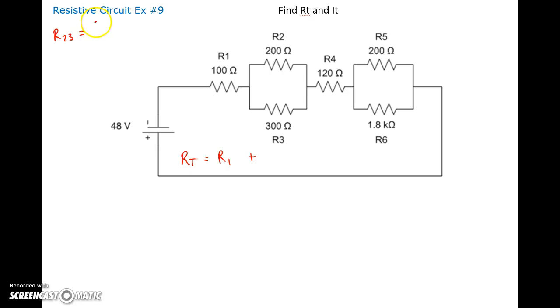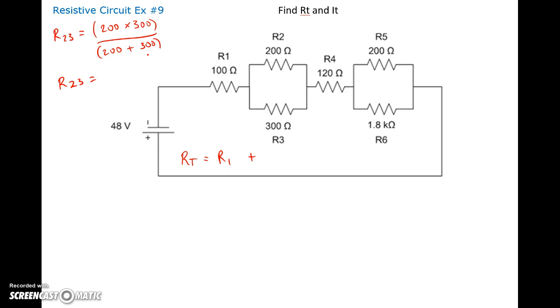Let's do the product over sum, so 200 times 300 over 200 plus 300. Now be careful with your calculator. Some calculators require you to have that bracket there. Otherwise, your calculator is going to go 200 times 300 and then divide by 200 and then add another 300. We want it to divide by 500, so you may want to make use of the brackets there.